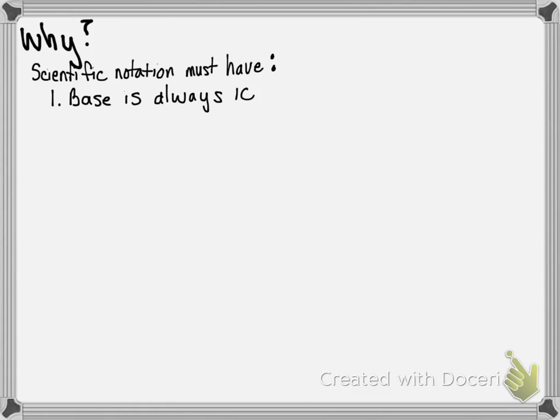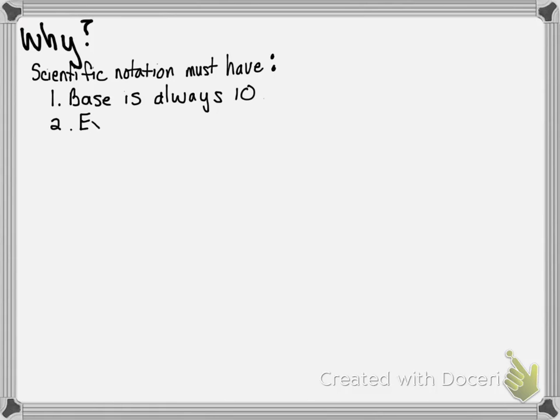So we have a few rules here for being able to determine whether a number is in scientific notation and how you know whether you did it right or not. And I should just say to begin here that the reason we do this is to express really large or really small numbers. You can express any number this way, but it's useful for very large or very small numbers.